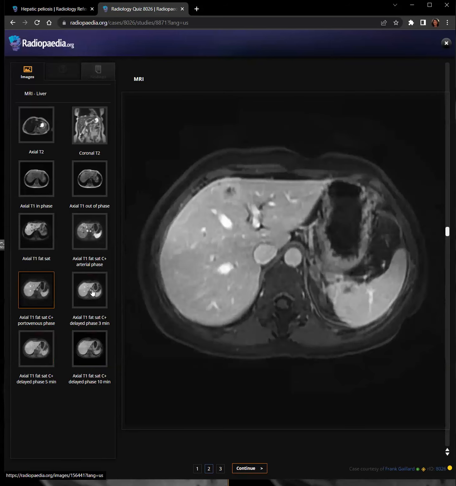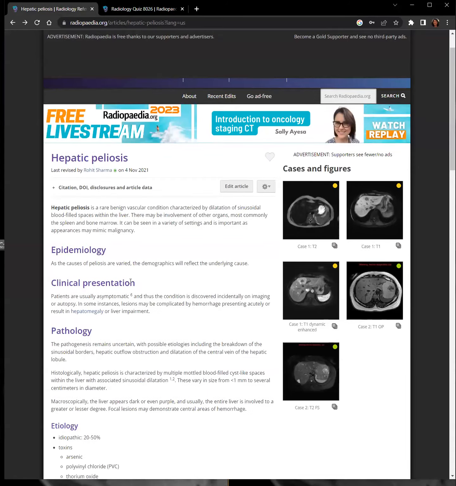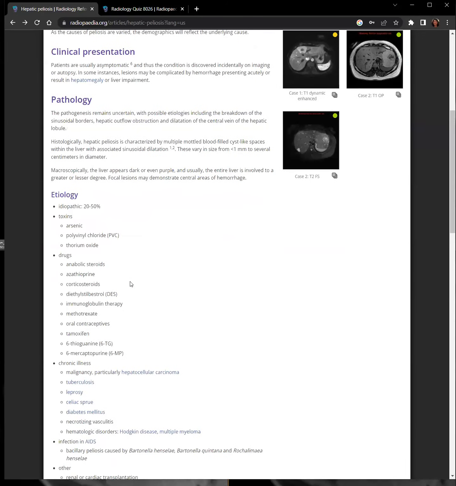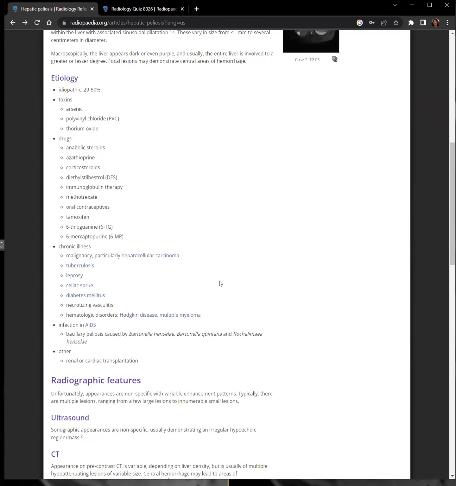Okay, so hepatic peliosis. Going back to your Radiopedia, the original article, you can see there are tons of things related to it. I often think of it as something people see in HIV with the Bartonella infection, or related to OCPs or chemotherapy. So did your patient have any risk factors? Did you relate it to any of these diseases?